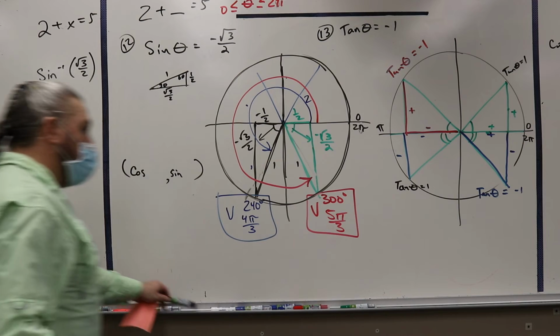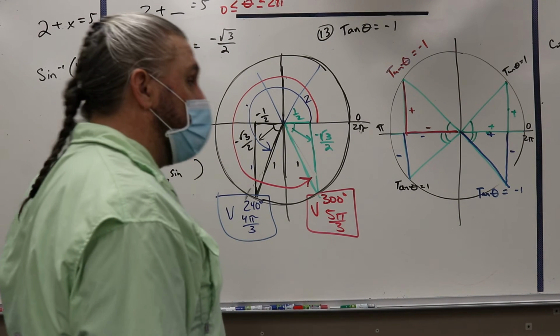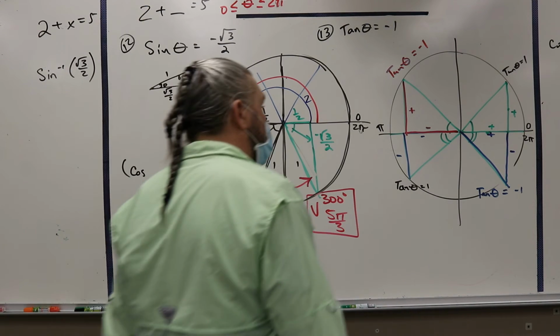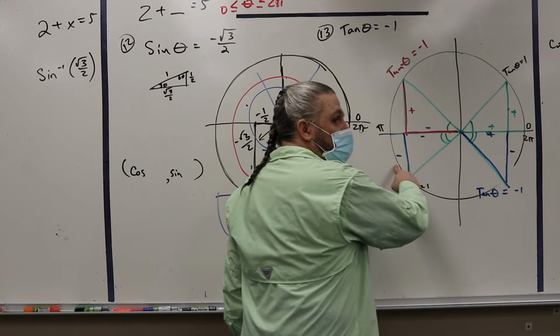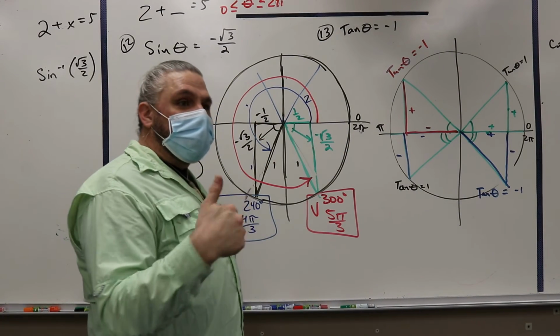Gideon. Oh, is it in the bottom left quadrant? Is it tangent theta equal to 1 because it's negative? Yes. So they cancel out and we get a positive. Right. Opposite over adjacent, right?